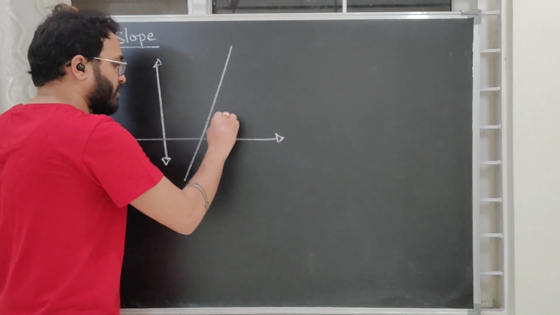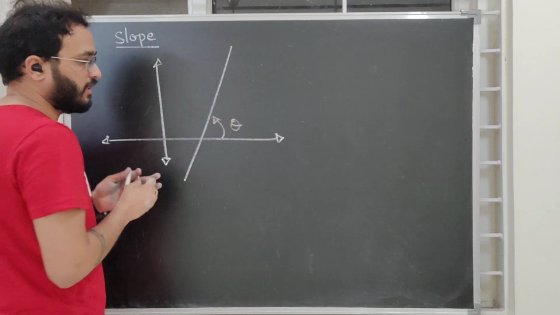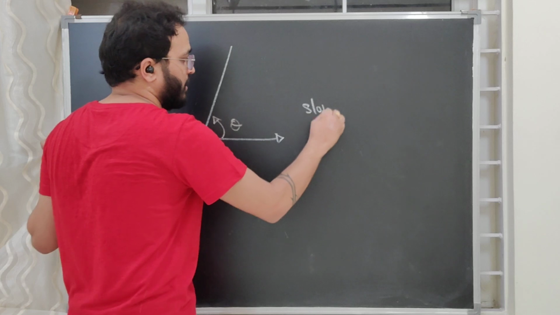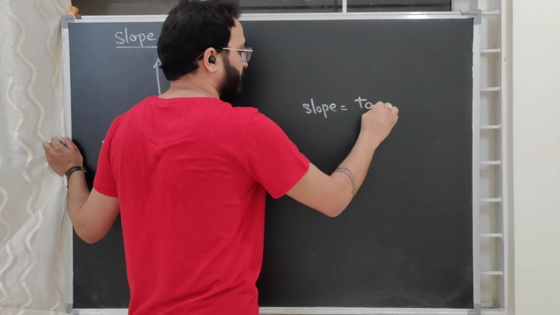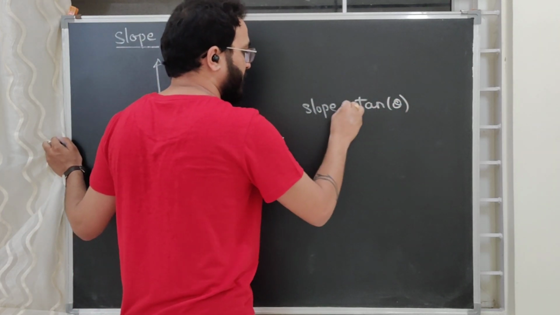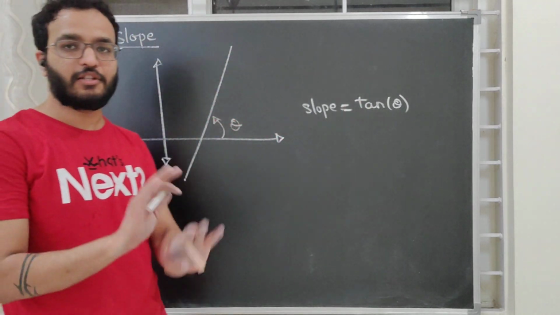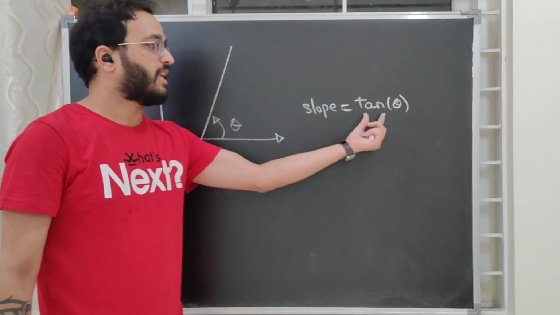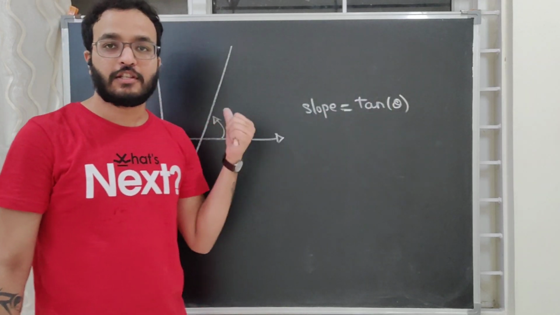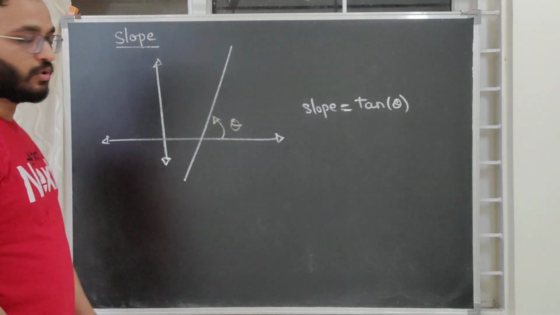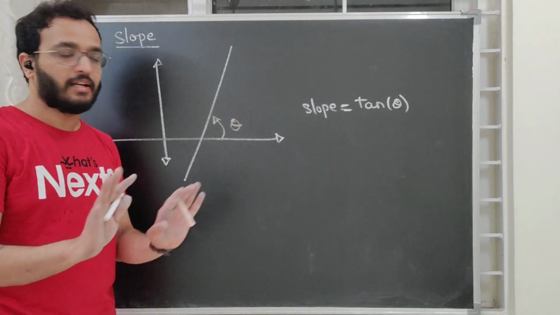You will say, sir, just draw this angle theta, right? And the slope of this line will be tan of this angle theta which this line makes with the horizontal axis, right? It is very simple. Slope is nothing but tan of the angle which this line is making with the horizontal axis. Cool. It is absolutely clear.